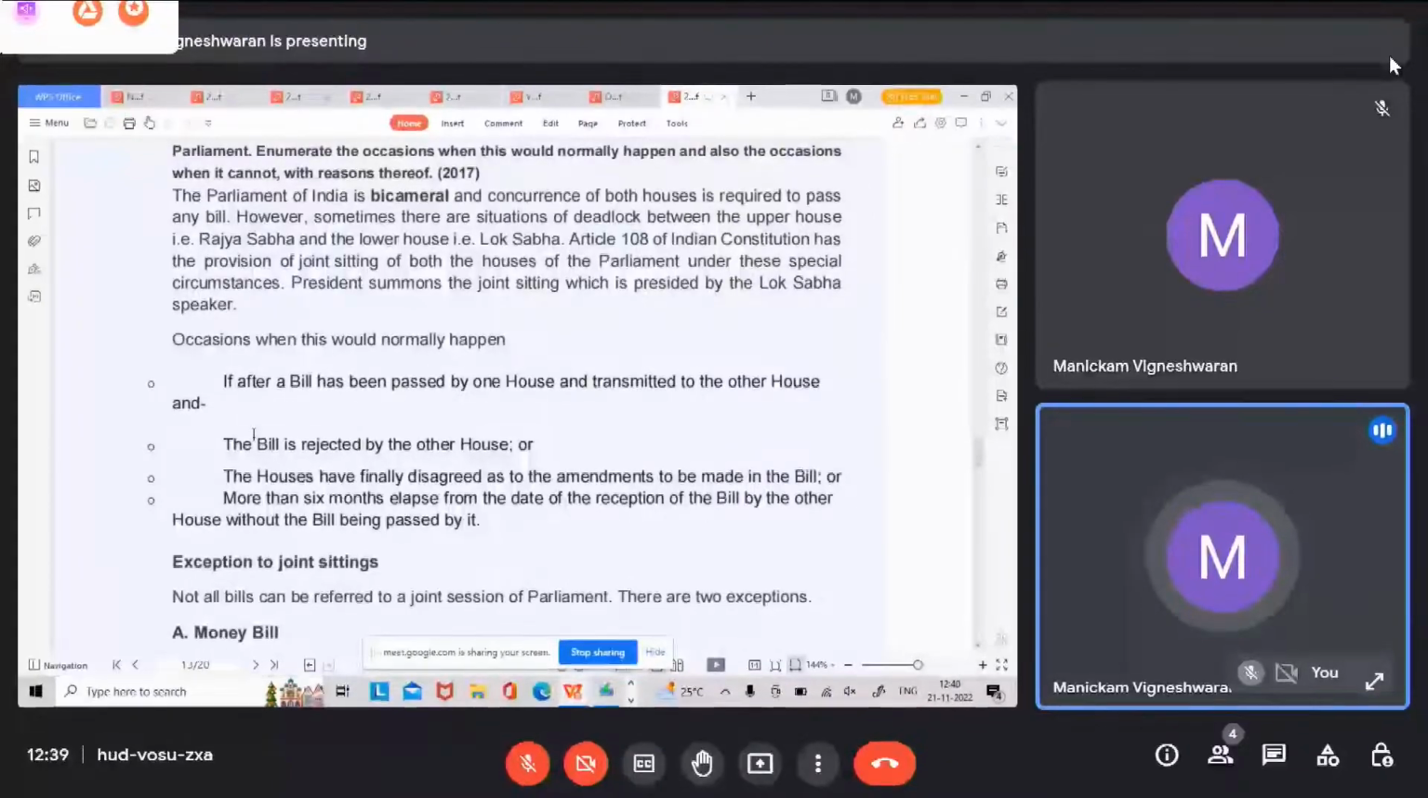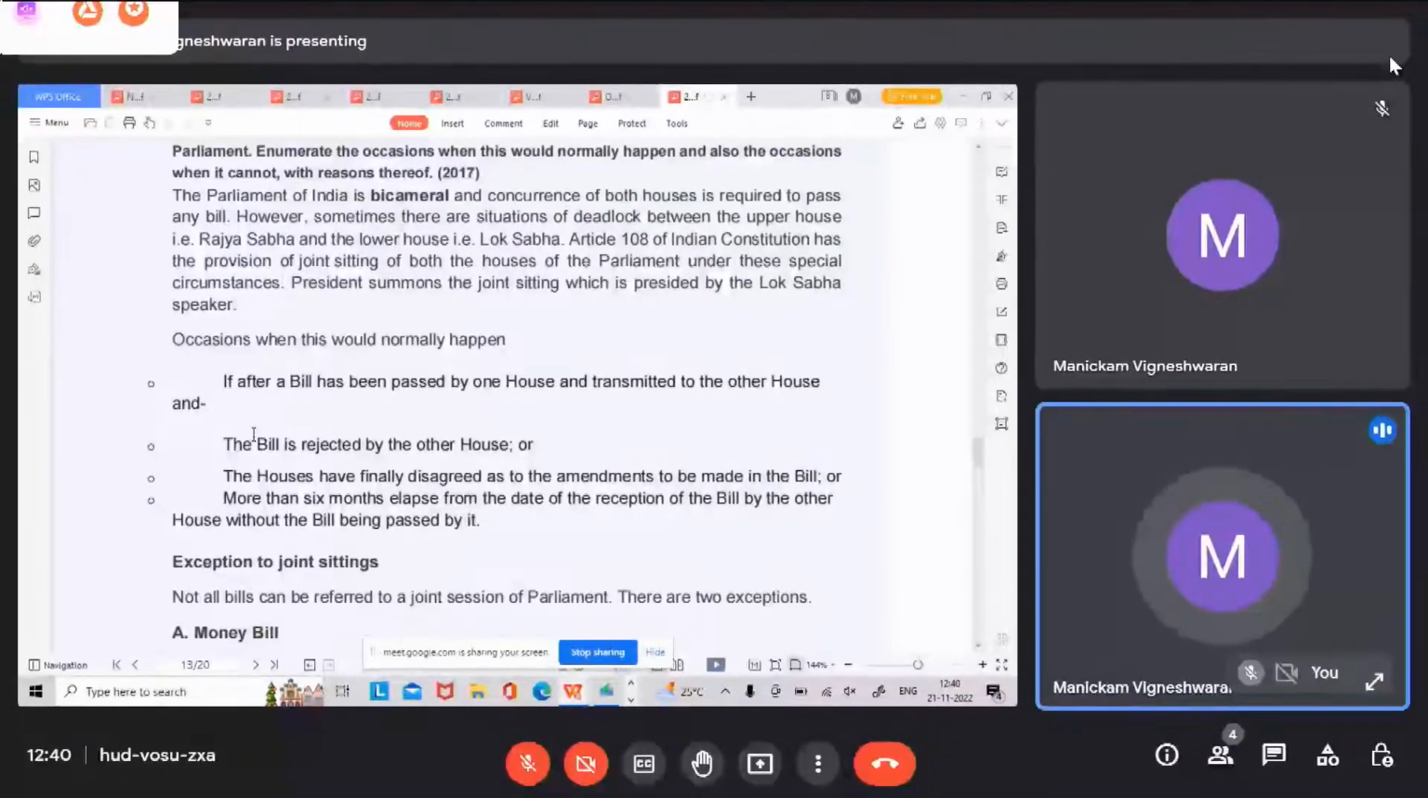The Indian Parliament is bicameral, and the concurrence of both houses is required to pass any bill. However, sometimes there are situations of deadlock between the upper house, that is the Rajya Sabha, and the lower house, that is the Lok Sabha. Article 108 of the Indian Constitution has the provision of a joint sitting of both houses of Parliament. Under these special circumstances, the President summons the joint sitting, which is presided over by the Lok Sabha Speaker.